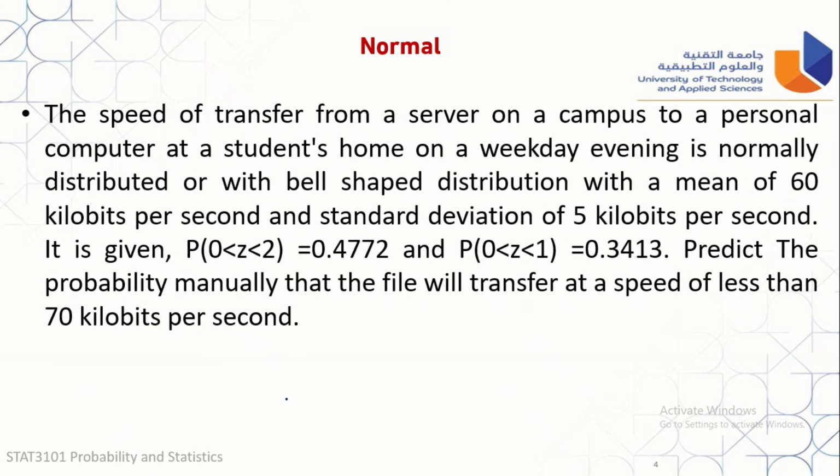It's a normal distribution. It's a continuous distribution. The binomial and the Poisson are discrete distributions. Normal is a continuous distribution.